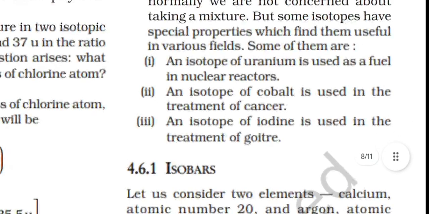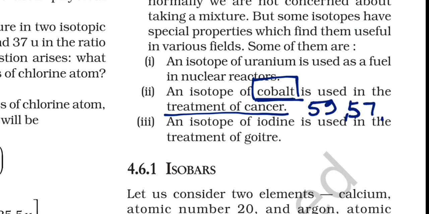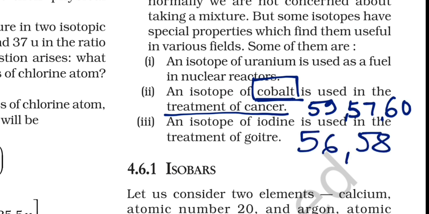Another one: an isotope of cobalt is used in the treatment of cancer. Cobalt also has isotopes, and this isotope of cobalt is used in the treatment of cancer. Which are the isotopes of cobalt? Cobalt-59, cobalt-57, cobalt-60, cobalt-56 or cobalt-58. These are some examples of isotopes of cobalt.